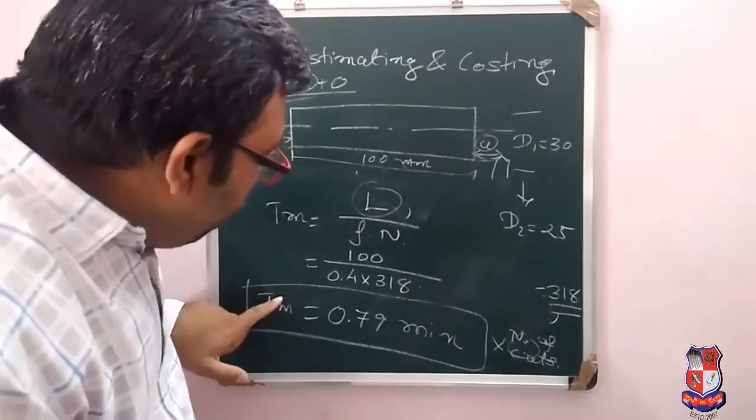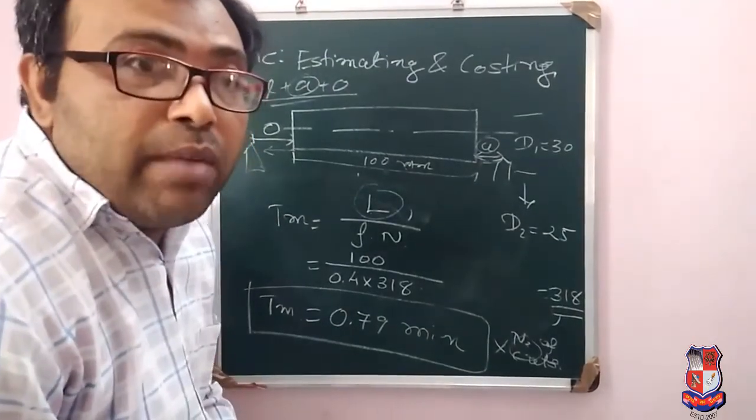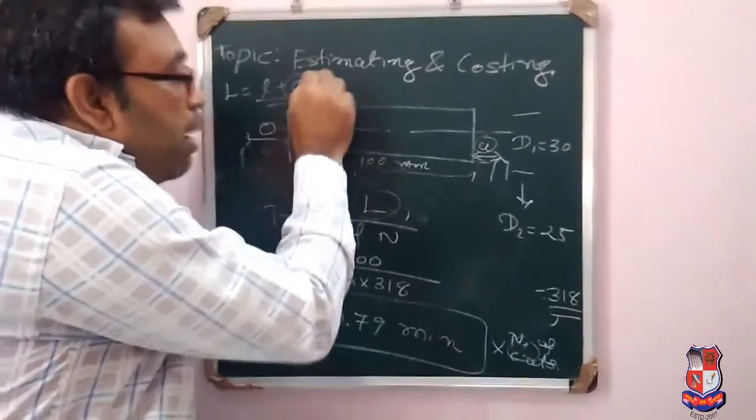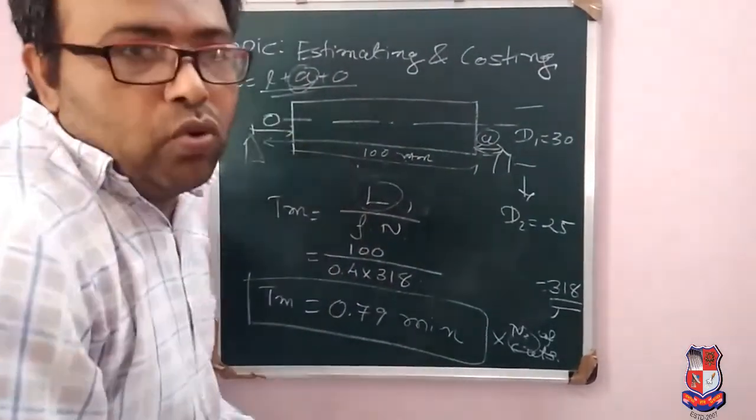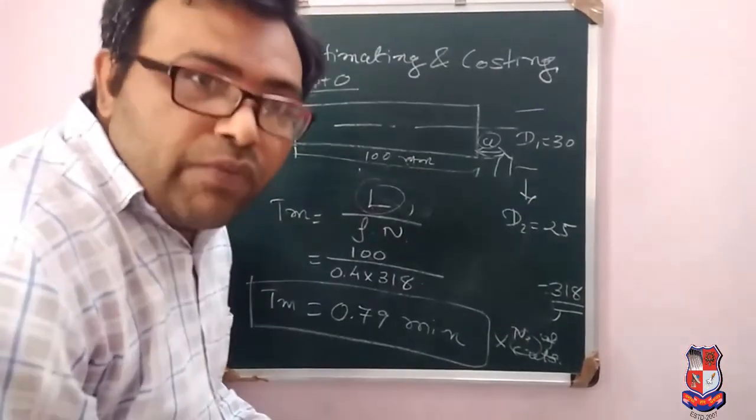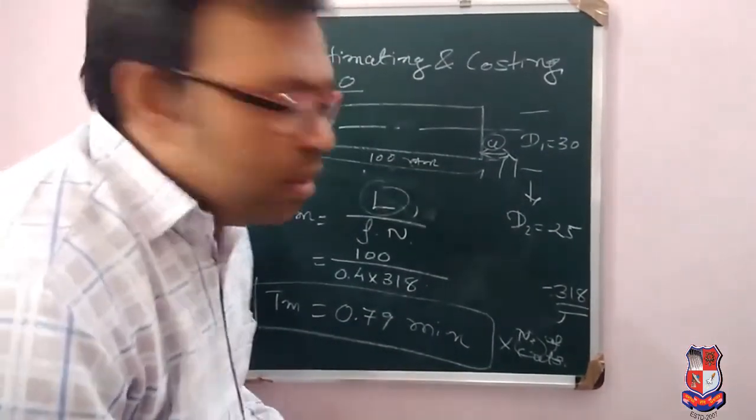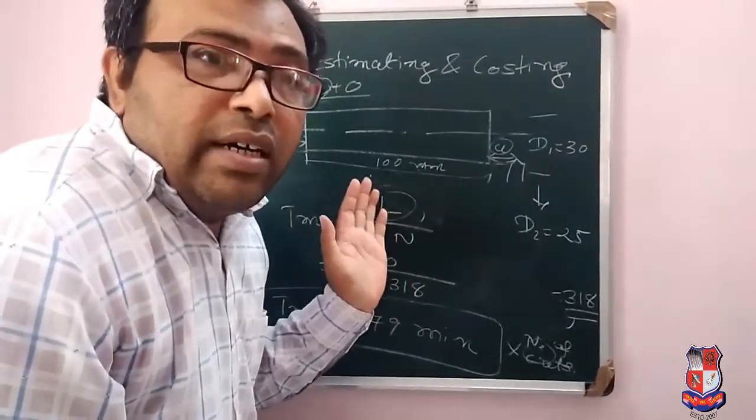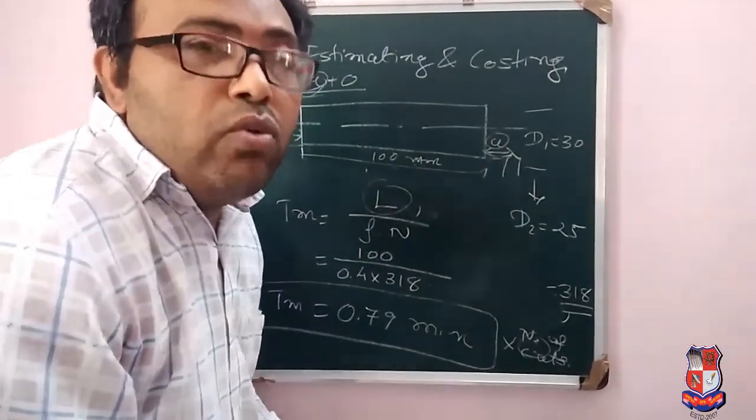So to find out the value of machining time, we have to consider approach length and over travel length also. So if it is not given, you can neglect it or you can assume it. So you can try the example by taking different dimensions and you can do practice.